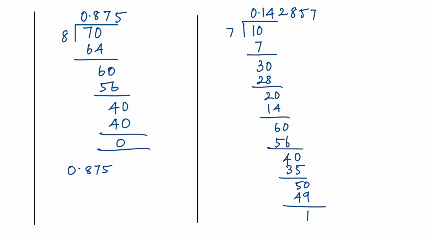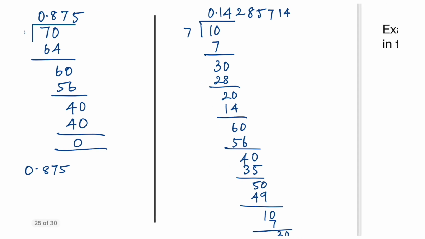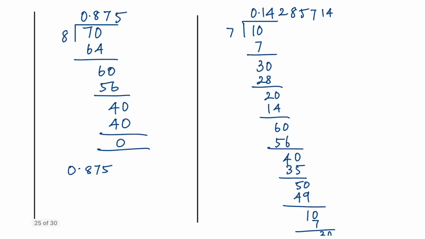Now when it comes to 1, you are going to do it again. You add a 0, 7 times 1 is 7, and that gives you a remainder 3. Now doesn't this look a little familiar? Now if you again add a 0, it would be 7 times 4, which would be 28, and we would get a remainder 2. Now what you can observe is that we have a number 0.142857, and this number keeps on repeating.